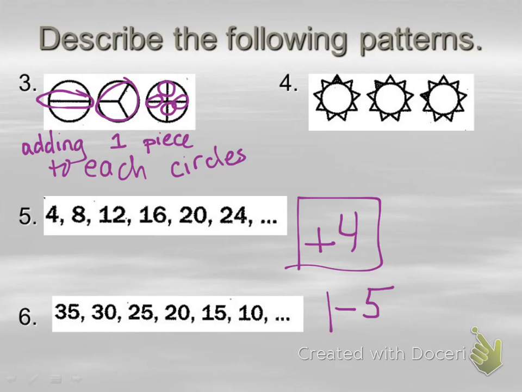If you are unsure, if this is not something that jumps out at you, I always decide, are the numbers going up, or are they going down? If the numbers are going up, you're either using addition or multiplication. If the numbers are going down, you're either using subtraction or division.